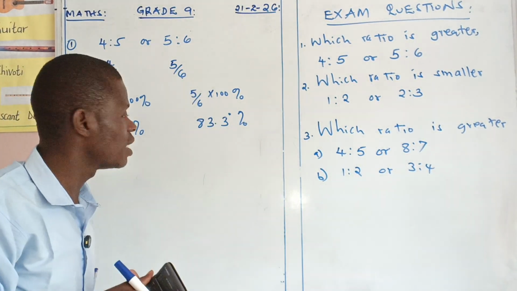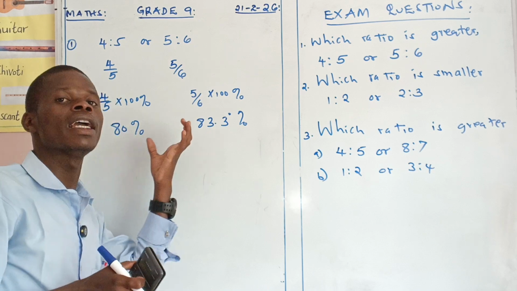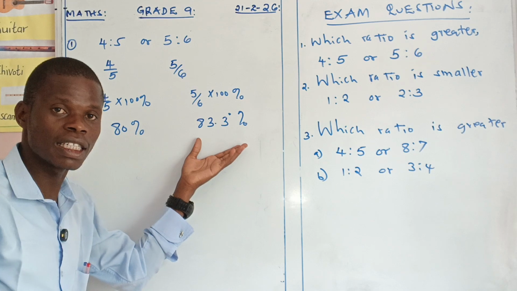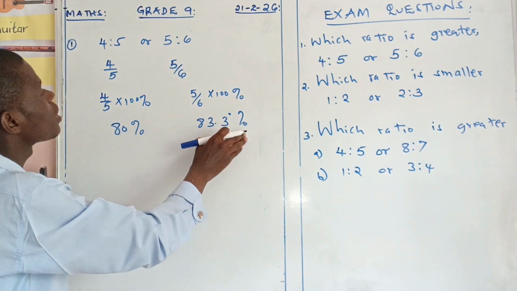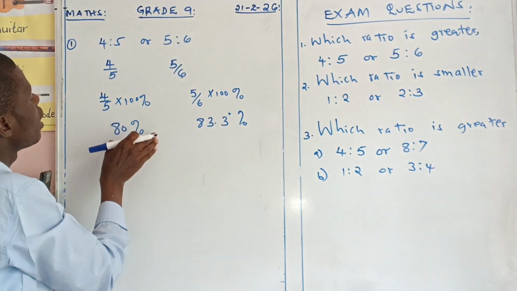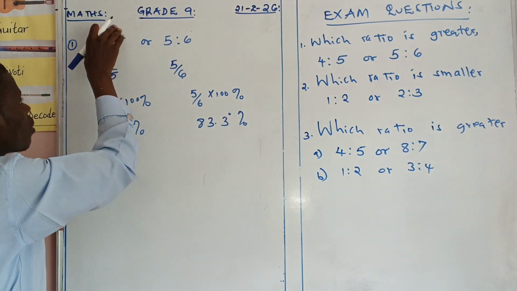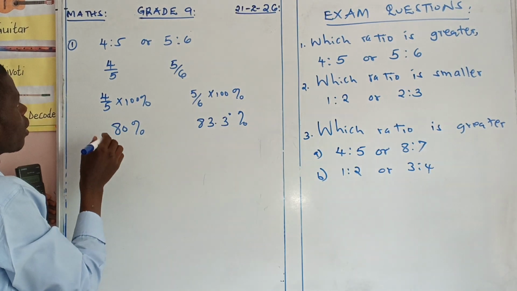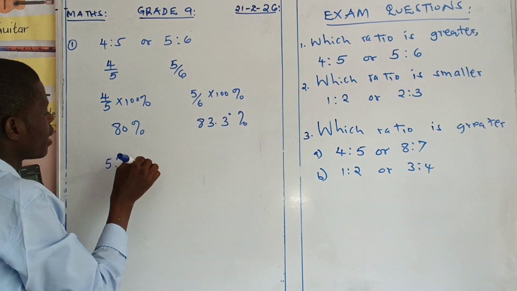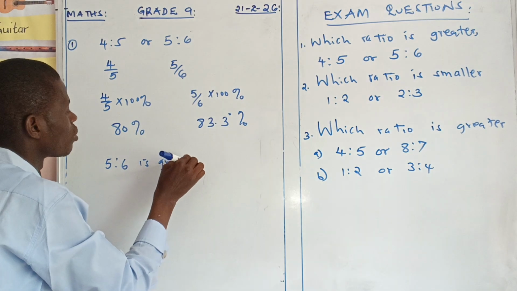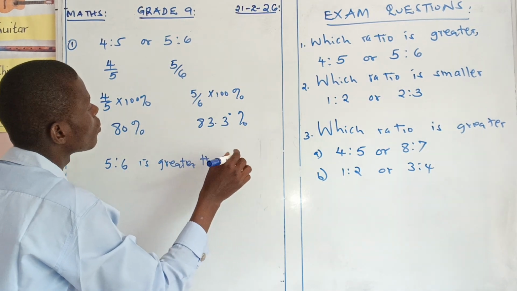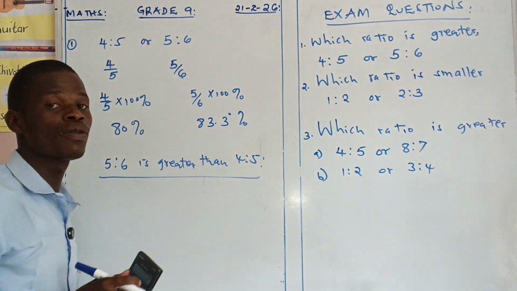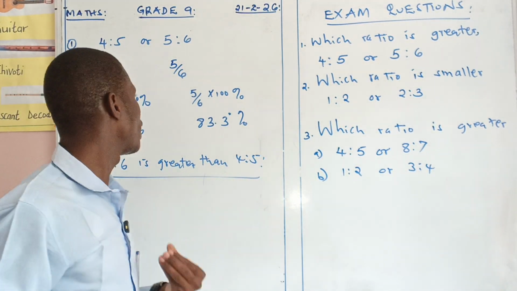So here is very easy. Between 80% and 83%, which one is bigger than the other? 83%. So 83% represents which ratio? 5 to 6. 80% represents which ratio? 4 to 5. So we'll say 5 to 6 is greater than 4 to 5. As simple as that. We don't need to panic here.